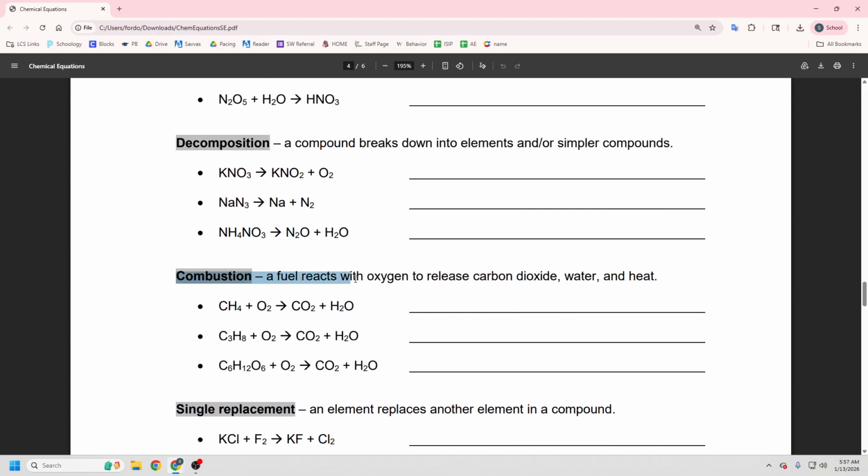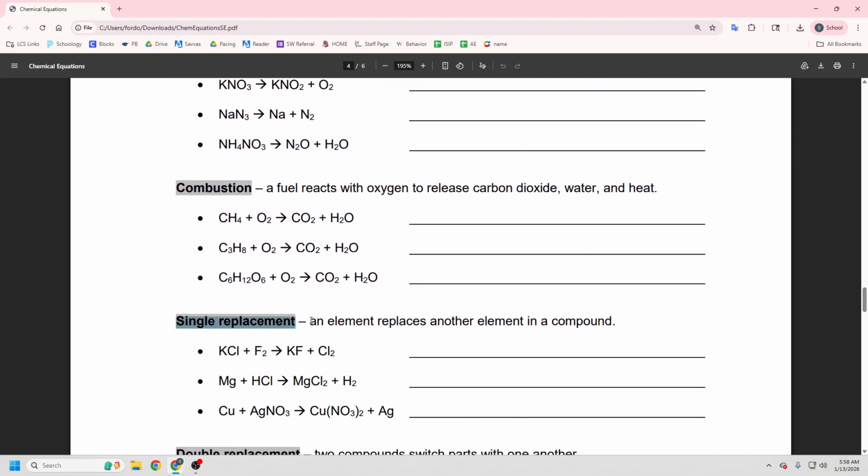Combustion, a fuel reaction with oxygen, release carbon dioxide, water, and heat. So in combustion, you'll always see carbon dioxide and water. Now heat we can't show because it's not matter, it's energy, but each one of these would make an explosion. All right. And you notice that we always are required oxygen. Oxygen is required for combustion.